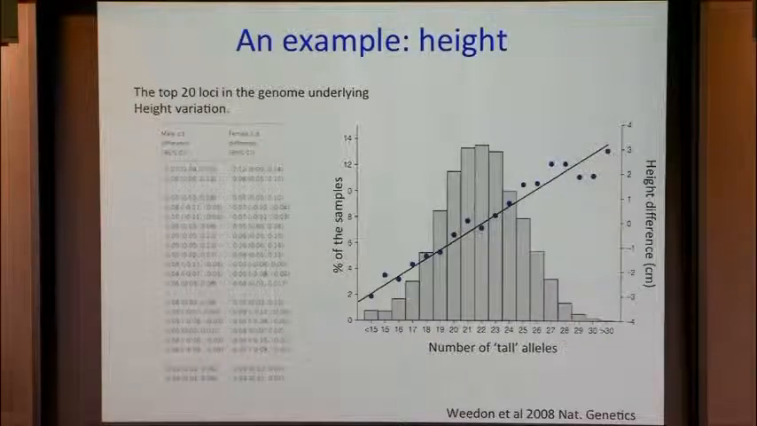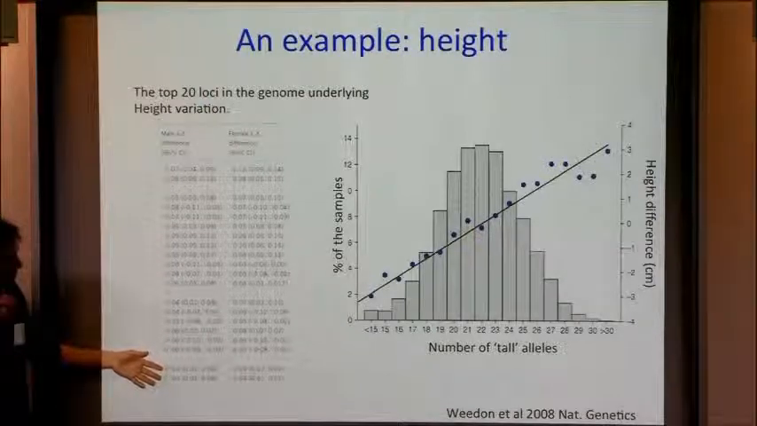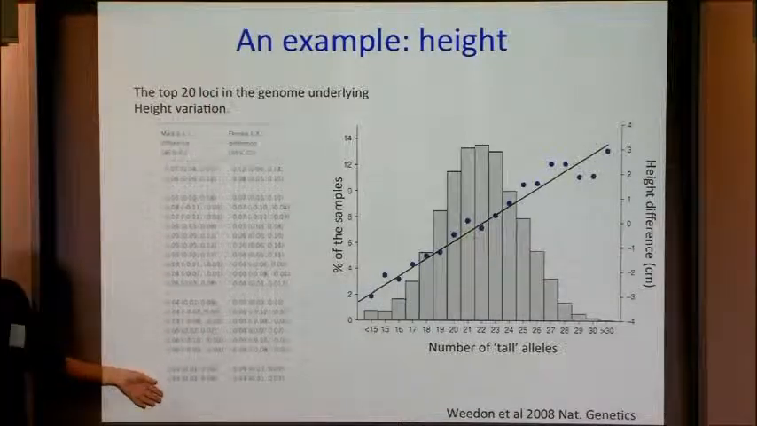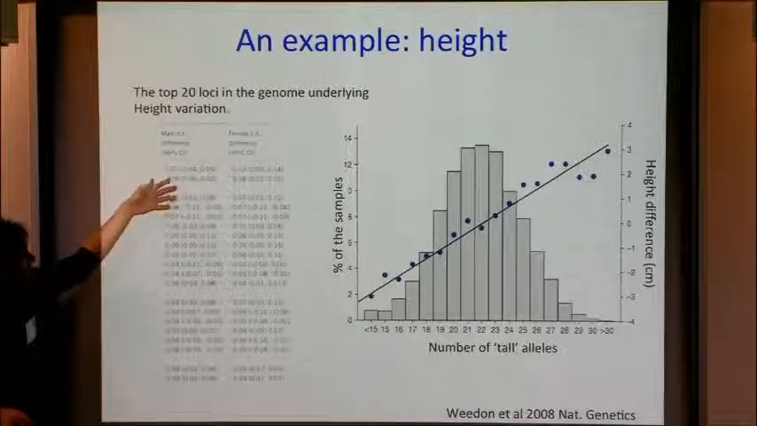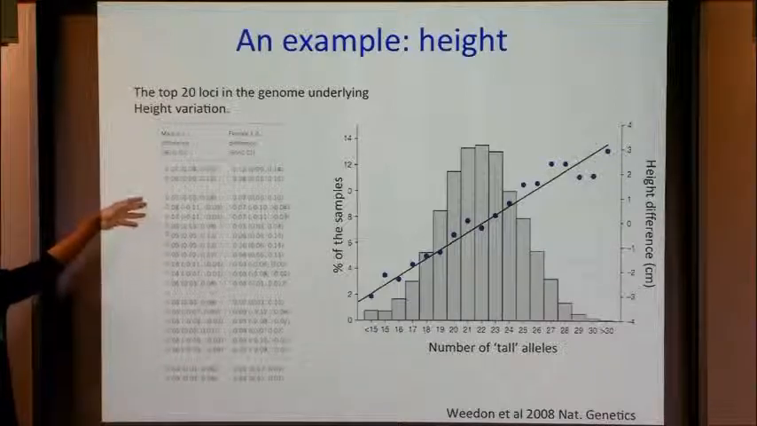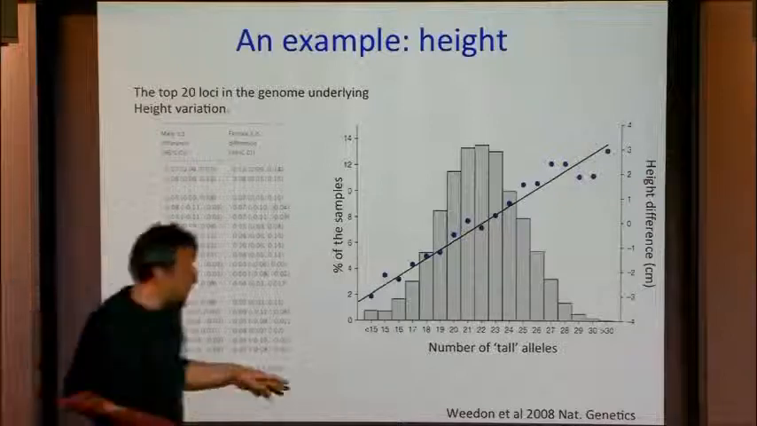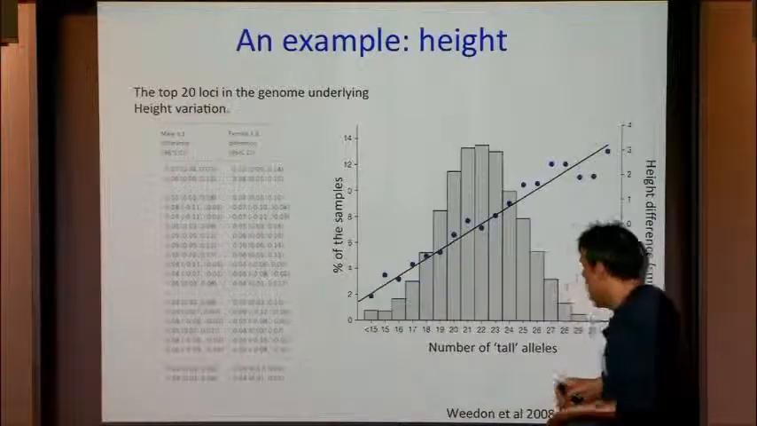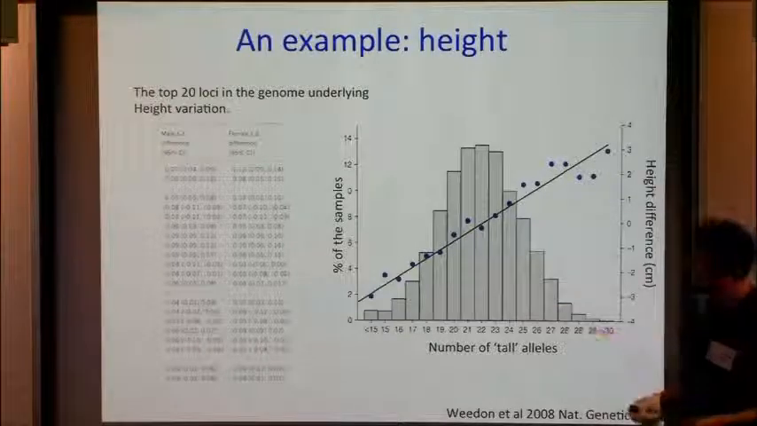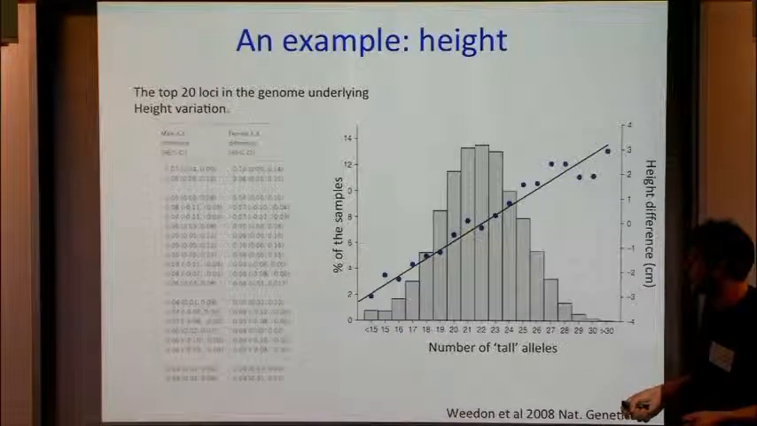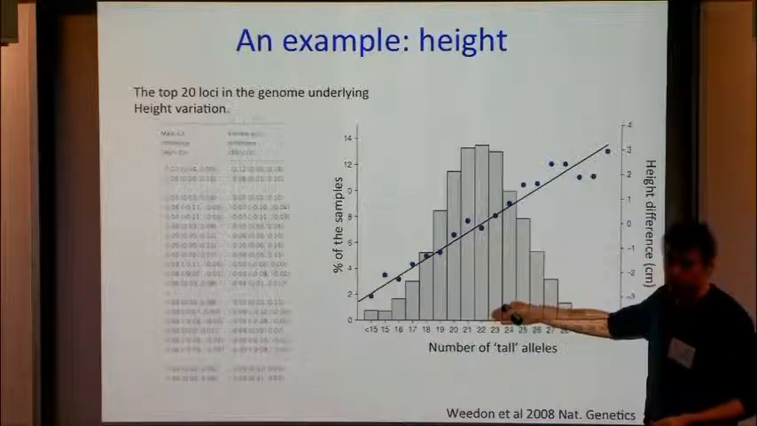Just to give you an example from humans, these are SNPs that were found to be associated with height, the top 20 SNPs for height, with their effect sizes in males and females normalized in some way. The typical effect here is 2 millimeters, just to give you a sense. And here what you see is the number of tall alleles, which ranges between 0 and 40, because we have 20 biallelic loci in this case. And here is the histogram, the percent of the sample with different numbers of alleles.